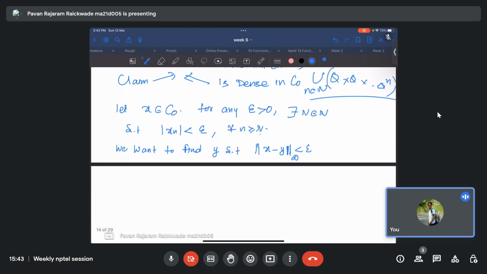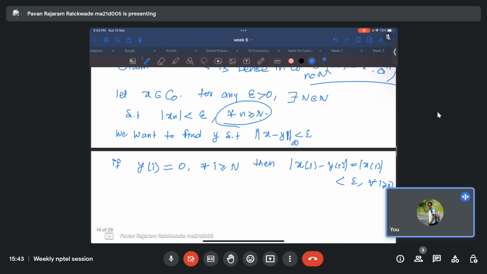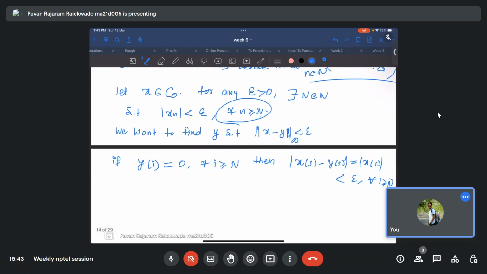So I'm creating y step by step. If I put yi equal to 0 for all i greater or equal to capital N, then what I'll get? Modulus of xi minus yi will be modulus of xi, which is strictly less than epsilon for all i greater or equal to capital N. Hence, after capital N, I'm done, right? Only from 1 to N, I have to think how to create y.